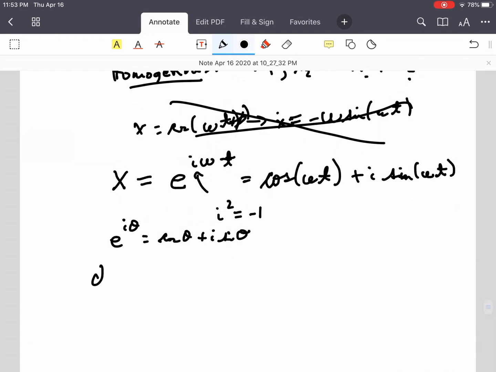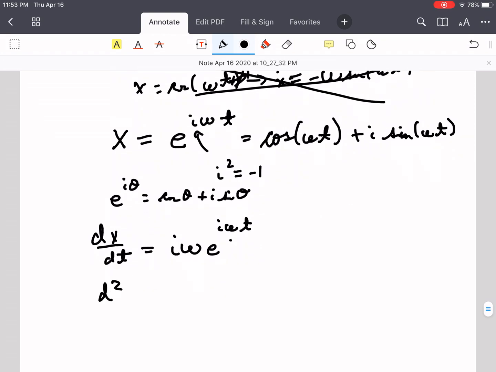So for example, if x is e to the i omega t, then dx/dt is simply equal to i omega e to the i omega t. By the product rule, I take the derivative of the thing inside and I multiply it by the derivative of this exponential, but that's its own derivative. The second derivative is just i omega squared times e to the i omega t. And notice now every single term has an e to the i omega t in it.